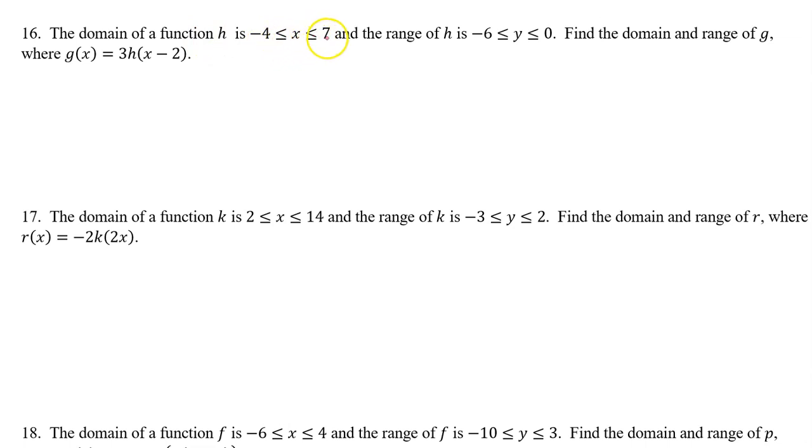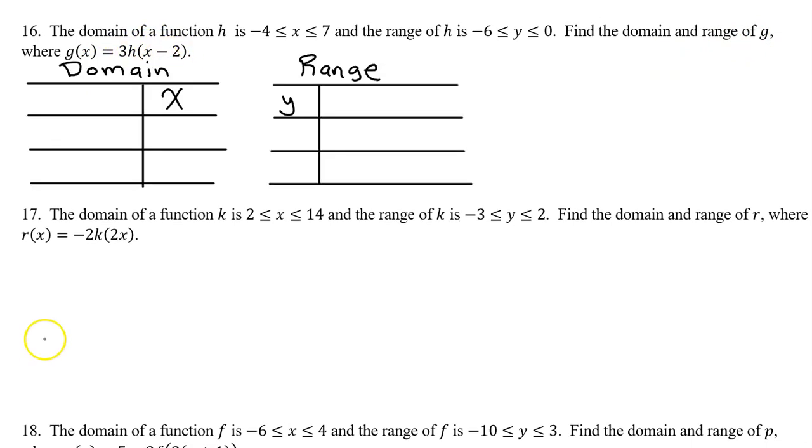Number 16, the domain of a function h is -4 is less than or equal to x, which is less than or equal to 7. And the range of h is -6 is less than or equal to y, which is less than or equal to 0. Find the domain and range of g, where g of x is 3 times h at x minus 2. I like to use tables for this.